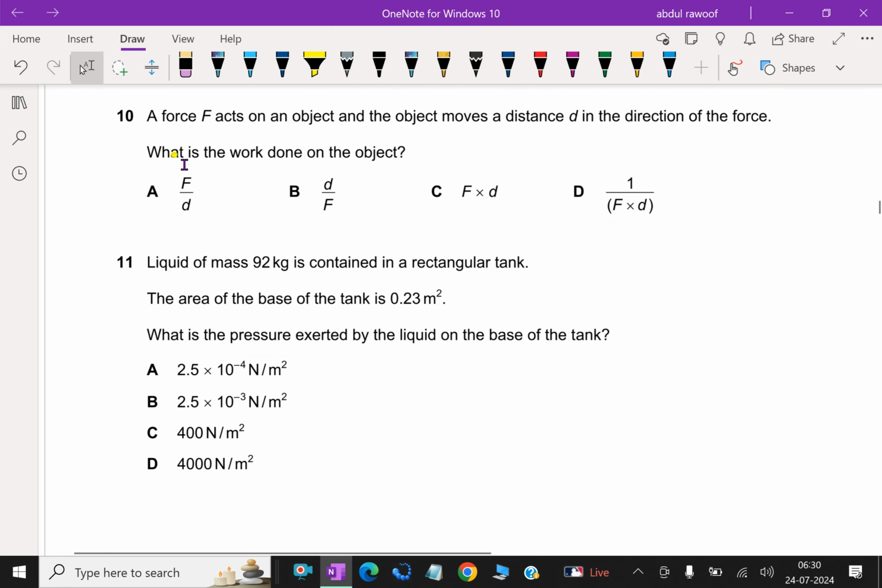A force F acts on an object, which moves a distance d in the direction of the force. What is the work done? Work done equals force into distance. So F into d. That is option C.